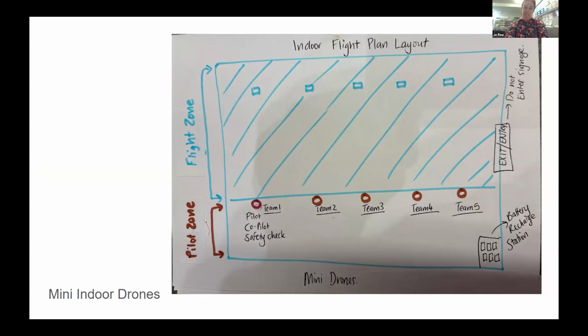What they suggested is that you set up a flight zone and a pilot zone. You have a pilot, a co-pilot, and a safety checker. Those children all have their hair tied up and closed-toe shoes. They have a takeoff or landing pad on the far end of the flight zone. They might be wearing safety goggles as well.